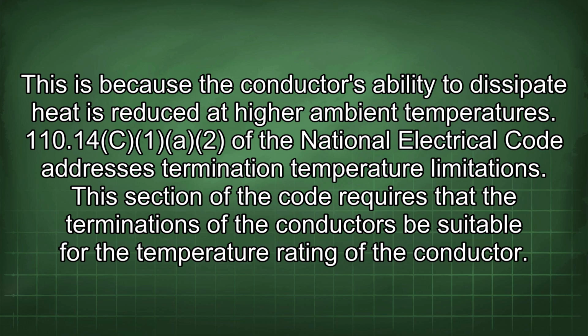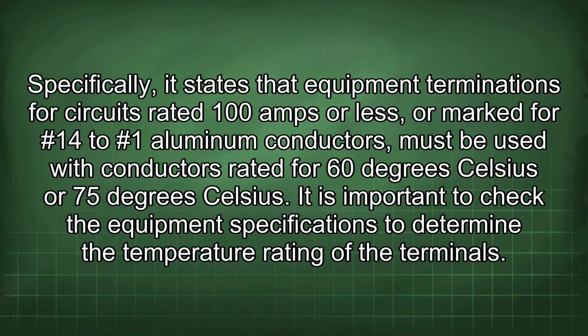110.14(C)(2) of the National Electrical Code addresses termination temperature limitations. This section of the code requires that the terminations of the conductors be suitable for the temperature rating of the conductor. Specifically, it states that equipment terminations for circuits rated 100 amps or less, or marked for #14 to #1 aluminum conductors, must be used with conductors rated for 60 degrees Celsius or 75 degrees Celsius. It is important to check the equipment specifications to determine the temperature rating of the terminals.